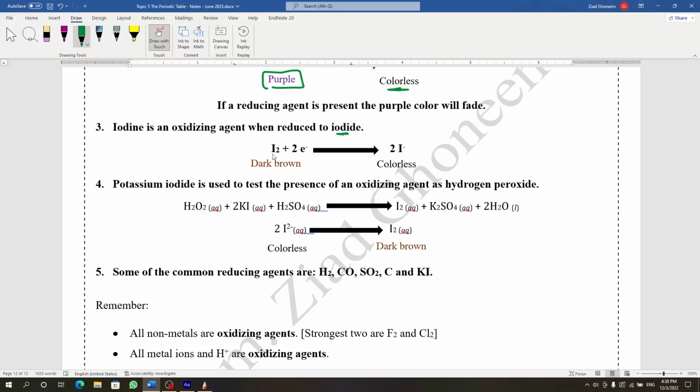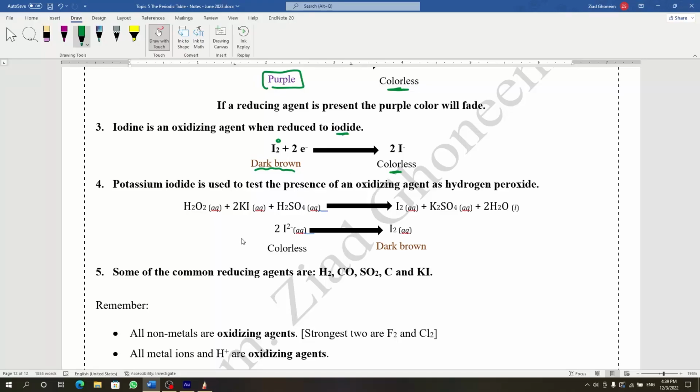Now, iodine is an oxidizing agent when reduced to iodide, right? So here we have iodine. It's a nonmetal, oxidation state of 0. It has a color which is dark brown. When it gains electrons, it turns into an iodide ion which is colorless. So if in an experiment the color of iodide changes, that means an oxidizing agent is present in this reaction.